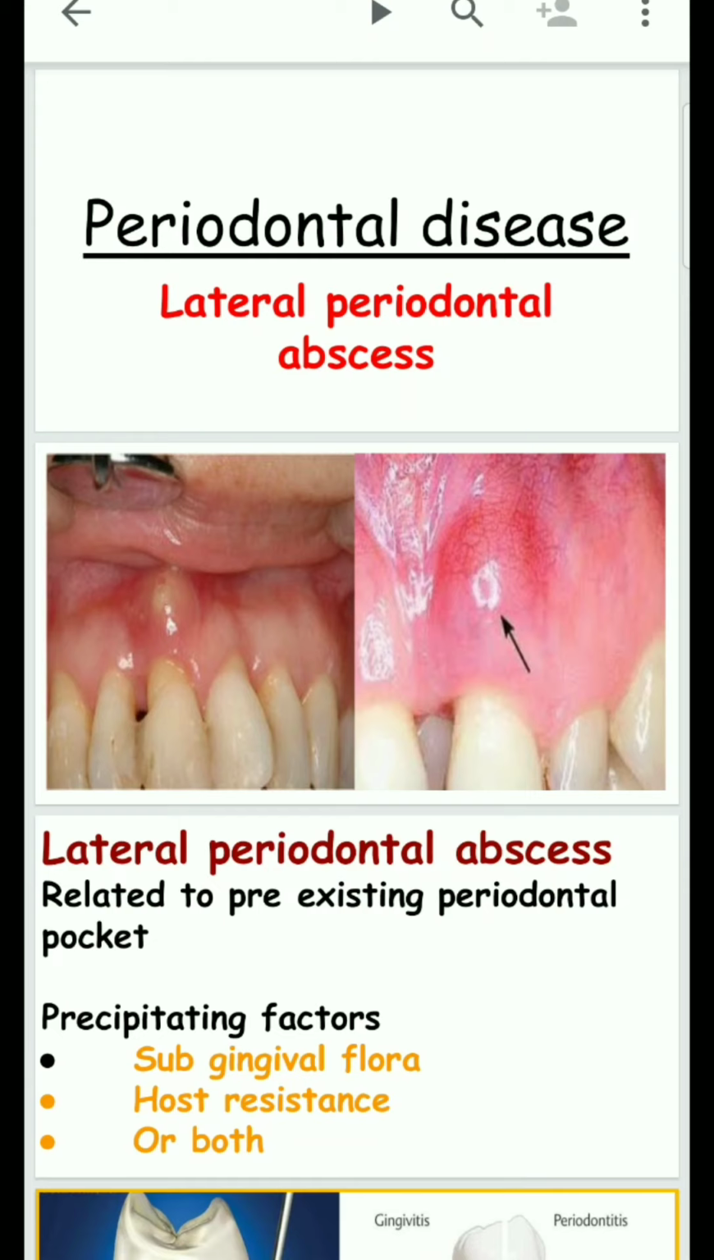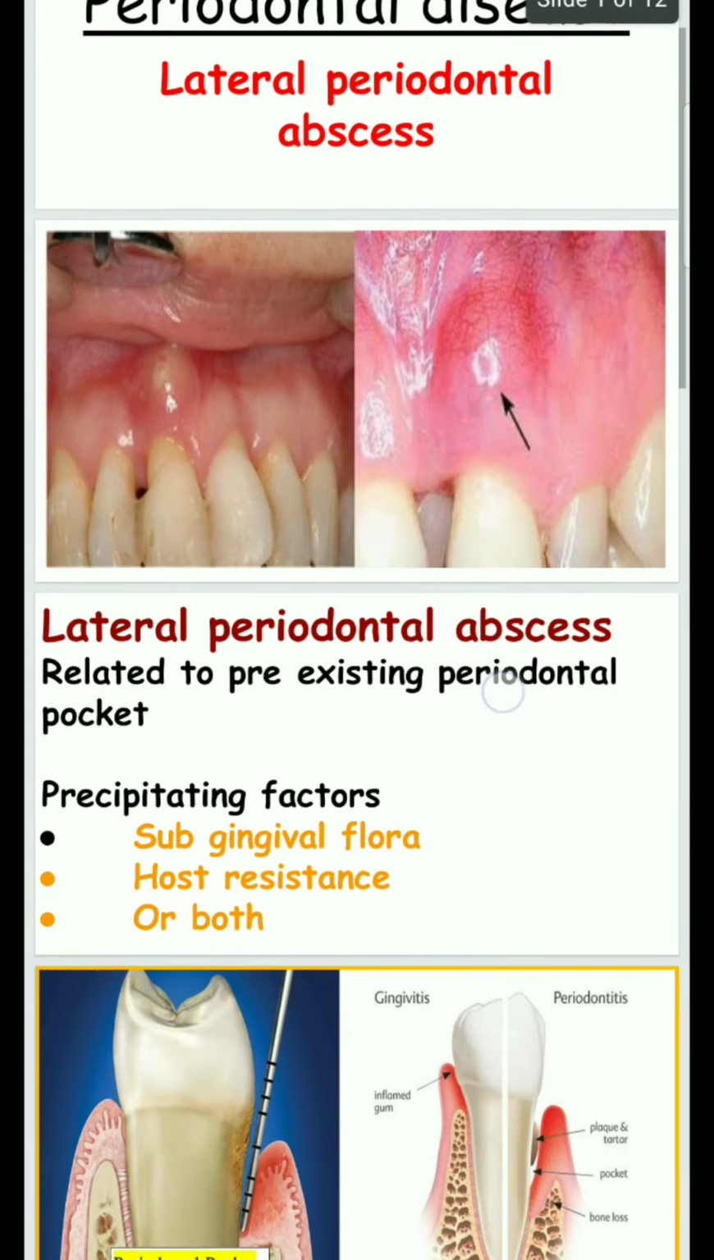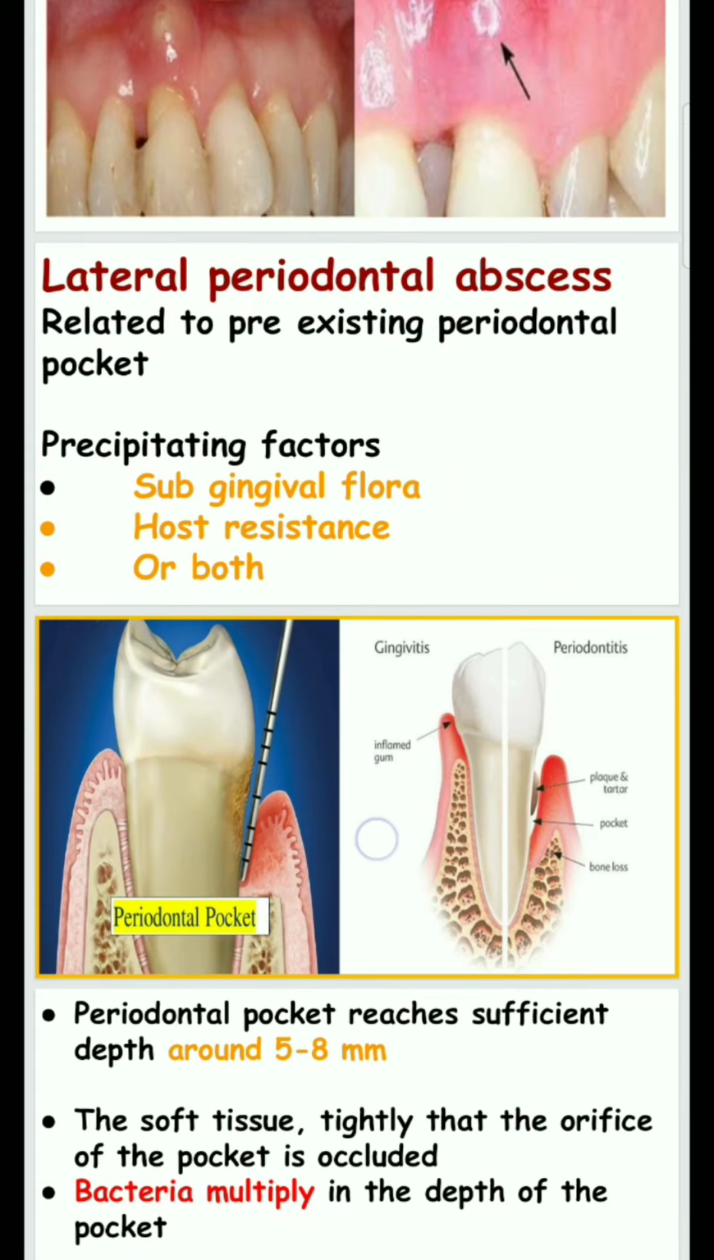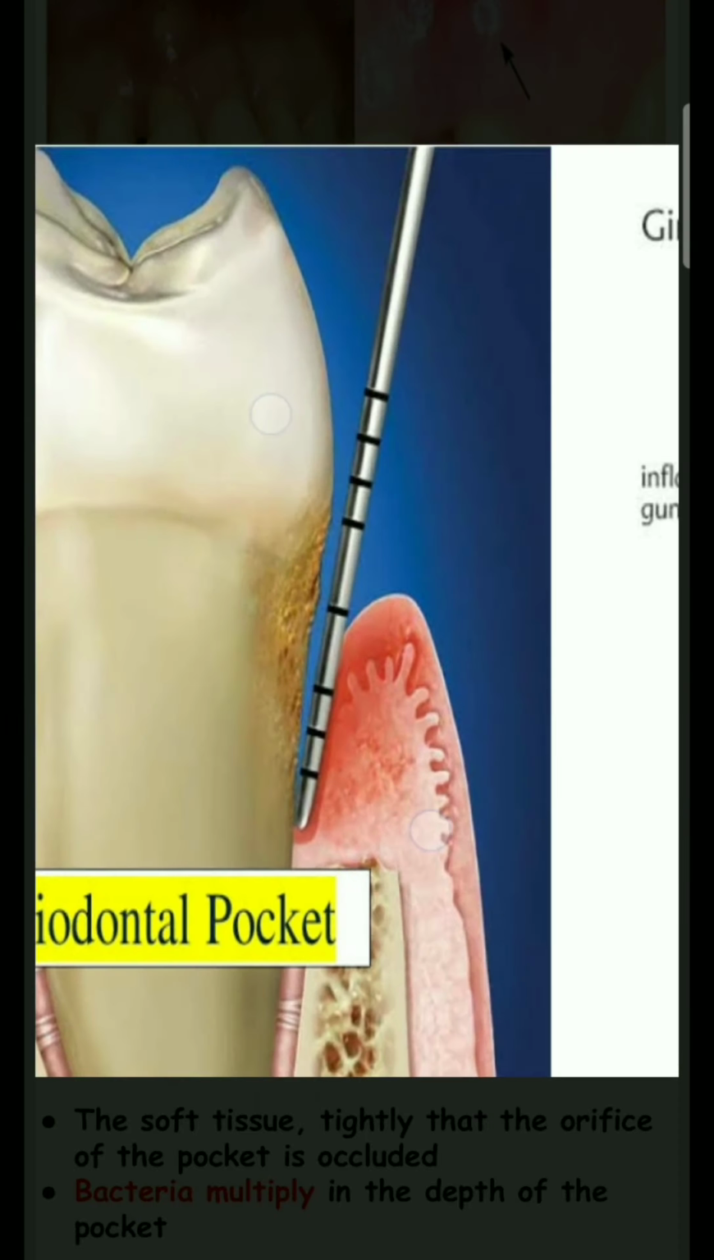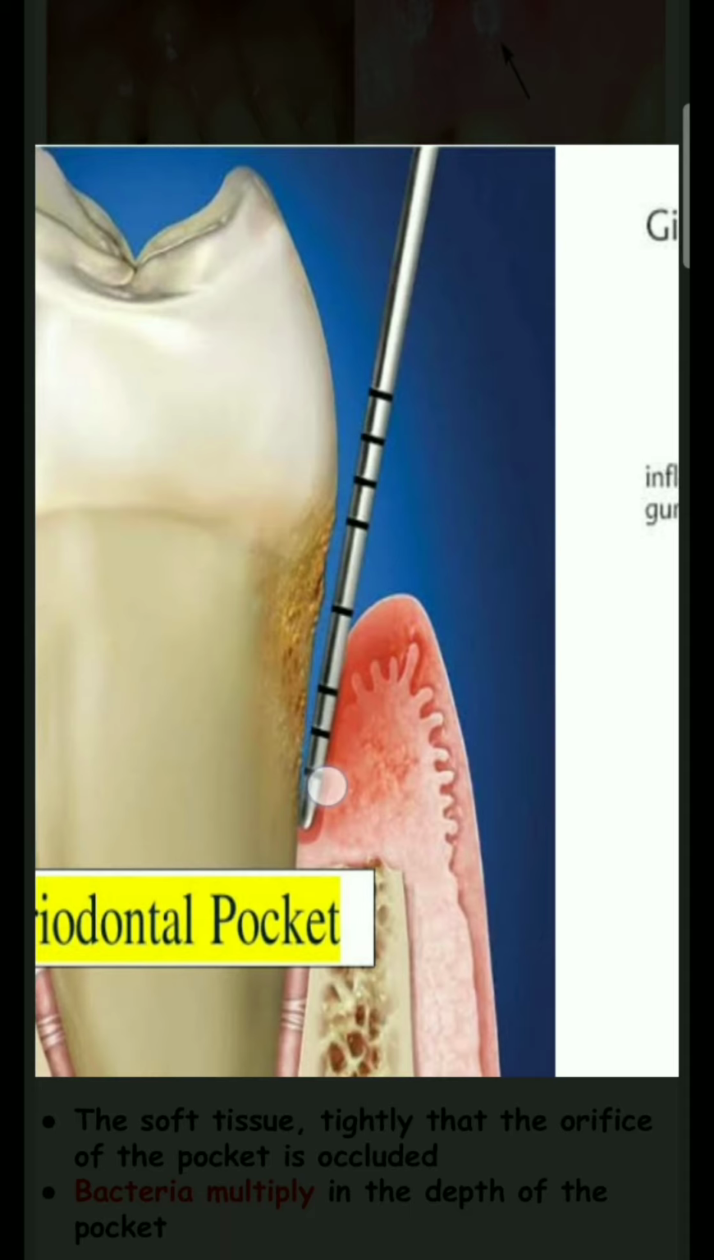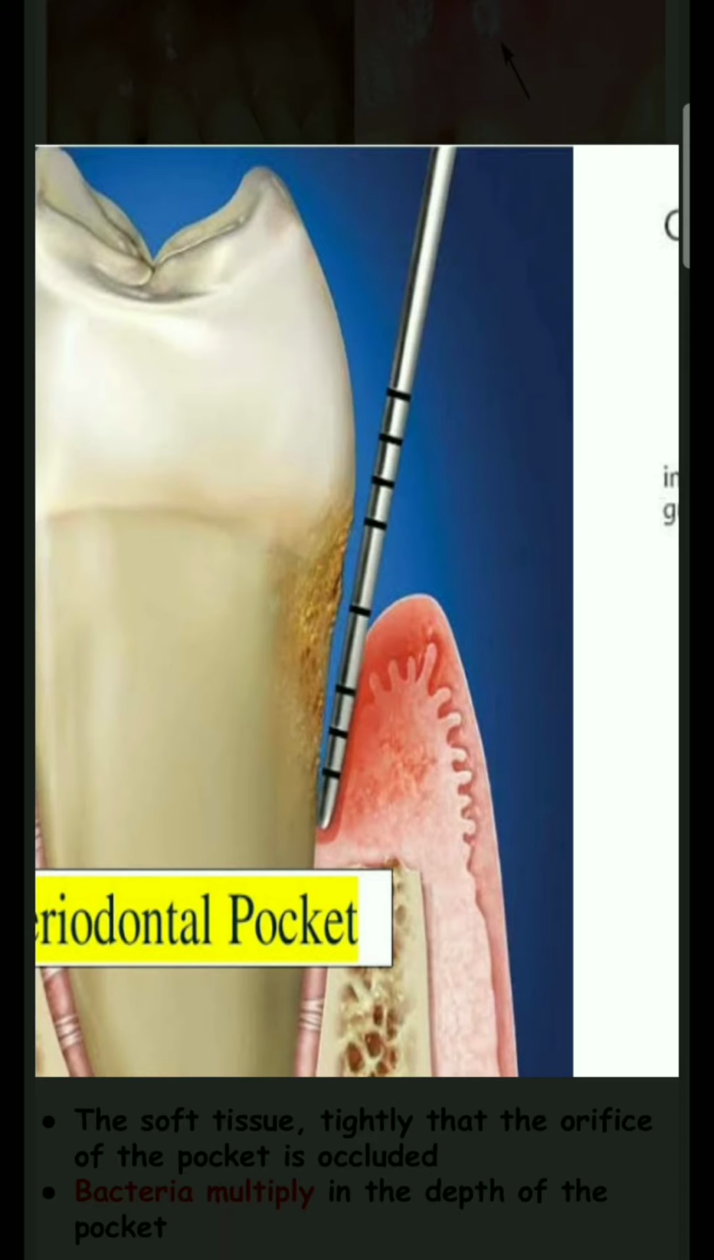Today we are going to discuss the topic of lateral periodontal abscess in periodontal disease. The periodontal abscess is related to a pre-existing periodontal pocket. That means people who have a periodontal pocket depth of more than 5 millimeters have accumulation of food debris and bacteria. As a result, the bacteria can multiply and lead to the formation of an abscess.